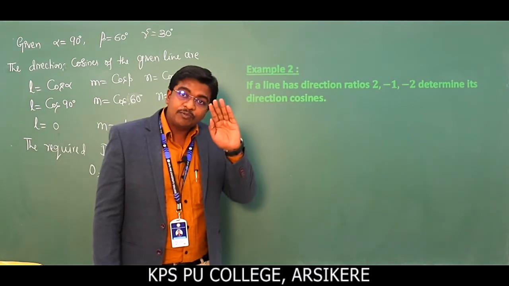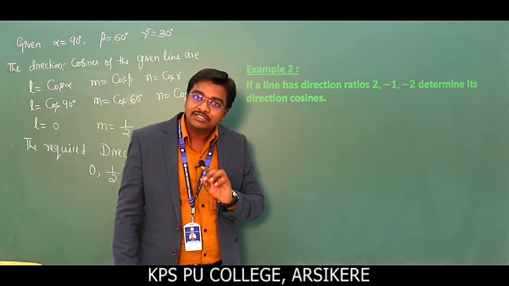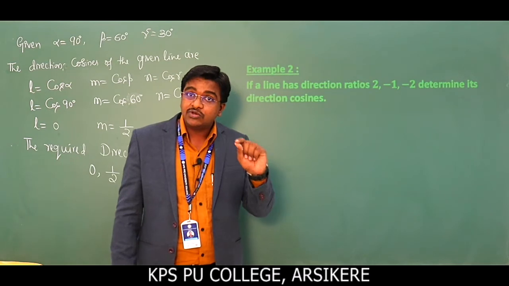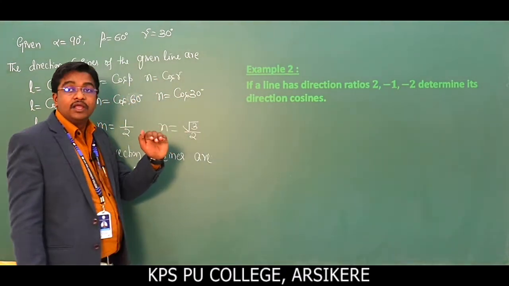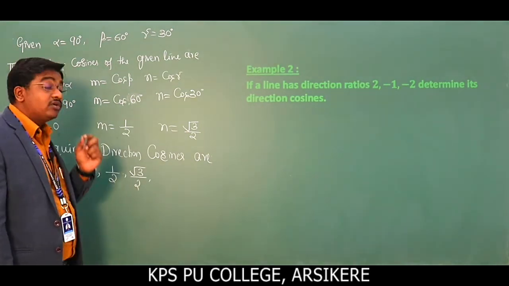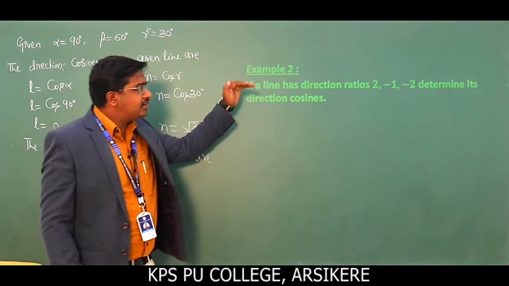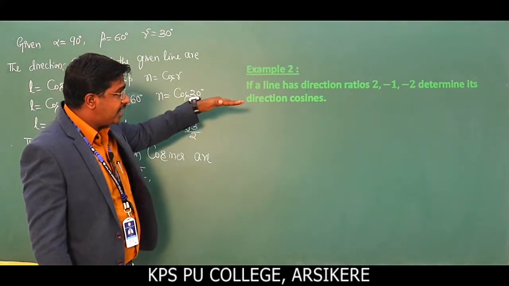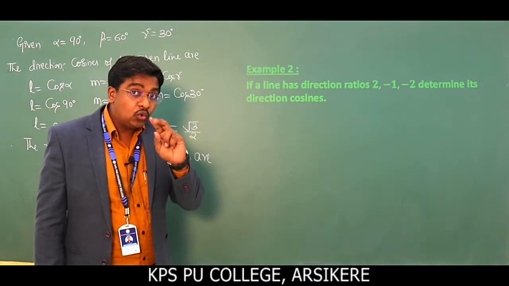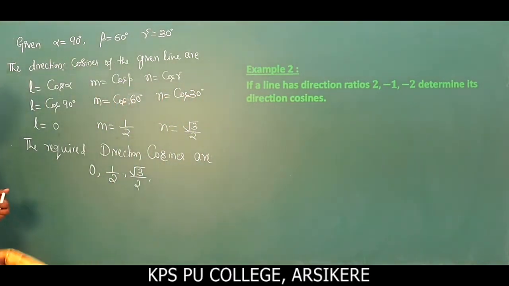Suppose a, b, c are the direction ratios of the line and l, m, n are the direction quotients of the line, then l is equal to a divided by root of a square plus b square plus c square. Similarly m is equal to b divided by root of a square plus b square plus c square, and n is equal to c divided by root of a square plus b square plus c square. So what is given here? They gave direction ratios. Take the direction ratios as a, b and c. So a is equal to 2, b is equal to minus 1 and c is equal to minus 2. We'll discuss here.